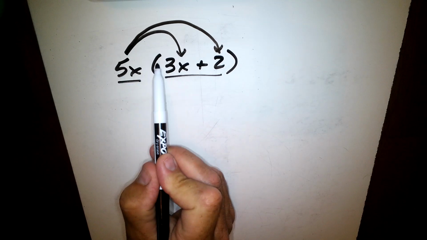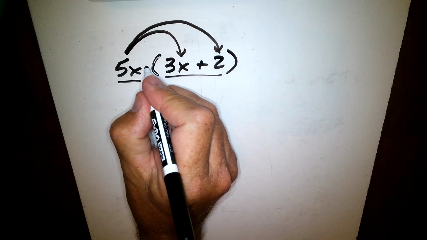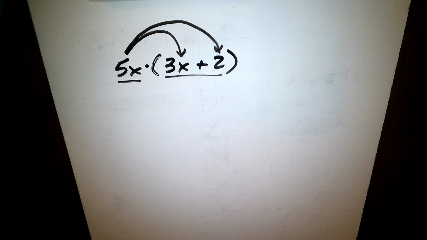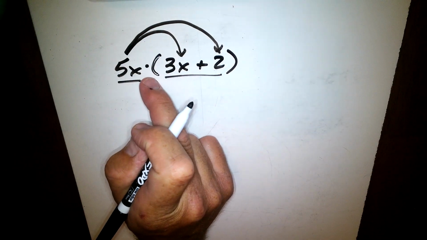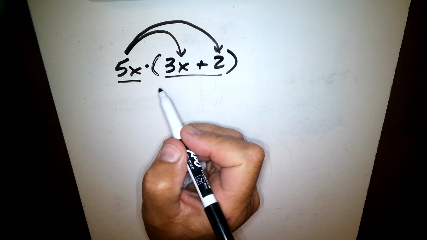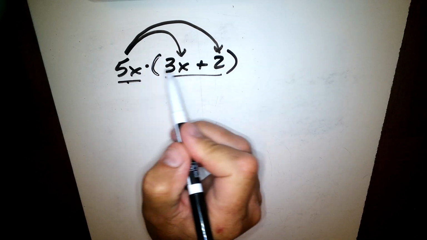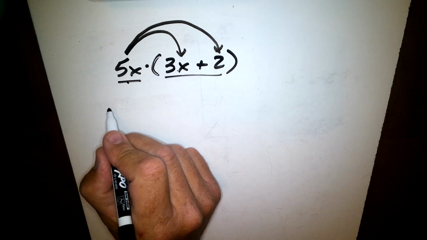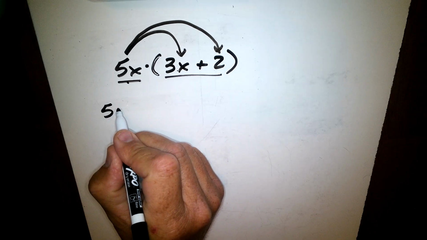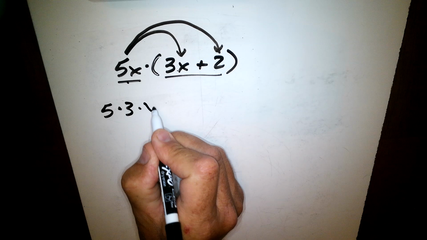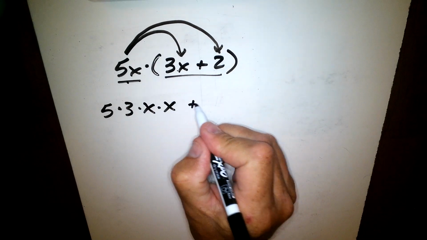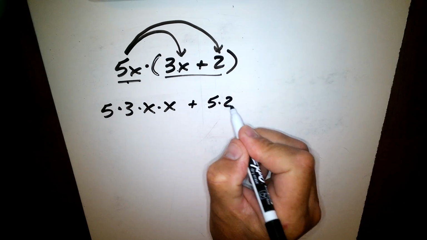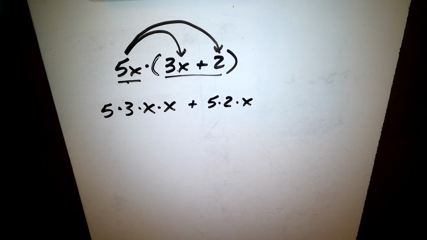In between that 5x and the parentheses, we know that there's a multiplication. We just don't show it. Okay, so a monomial and then a binomial in parentheses, no other sign, no addition or subtraction. We're going to multiply that. Okay, so 5x times 3x. Okay, this goes back to, and I'm not going to have you rewrite this every time. It's going to look like that, plus 5 times 2 times x.